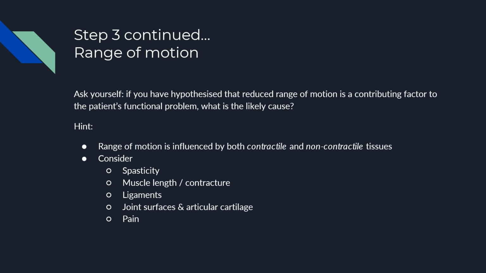So if you've observed that there's reduced range of motion, you need to start thinking about what's the cause of this. So range of motion is influenced by both contractile and non-contractile tissues. So it's important that you consider whether there's spasticity, a decrease in muscle length, or the presence of a contracture, whether there's an issue with the ligaments and this is what's causing it, whether there's any damage or changes to joint surfaces or articular cartilage. And then obviously pain can also limit range of motion. I don't like using pain as our primary cause, which I'll get into in the last slides.